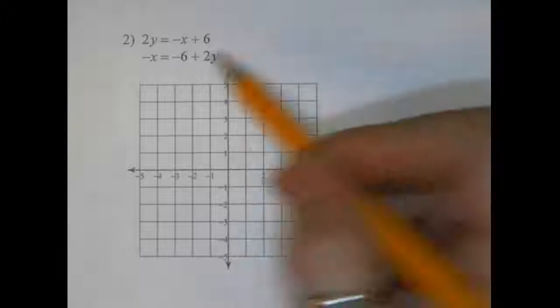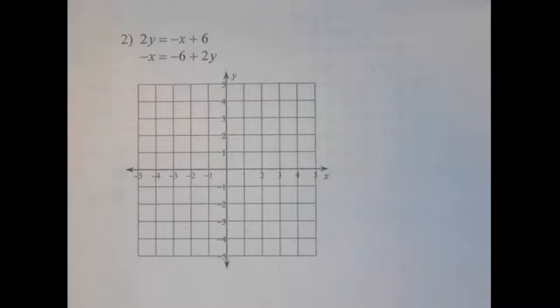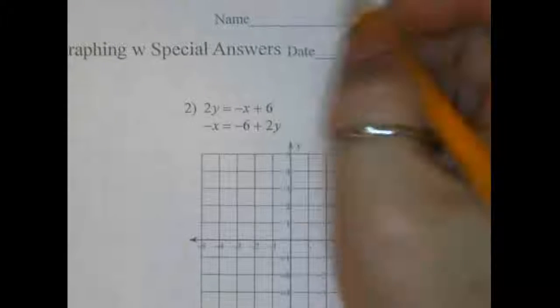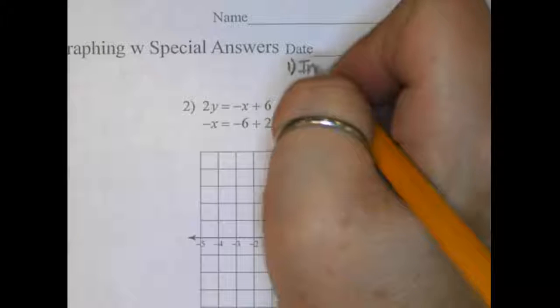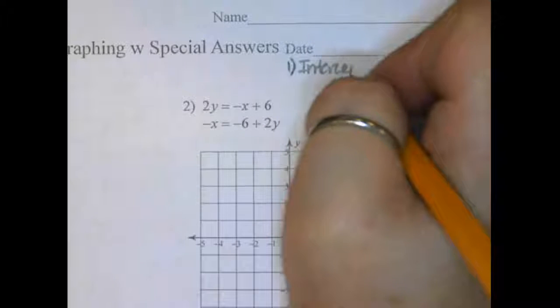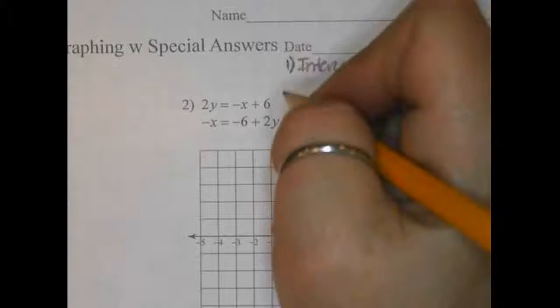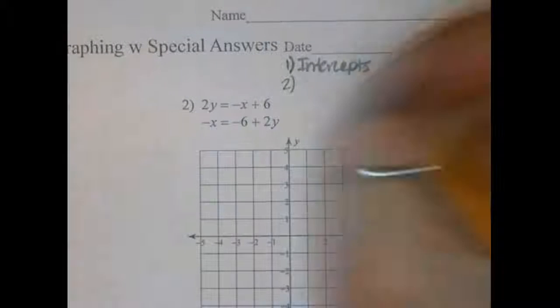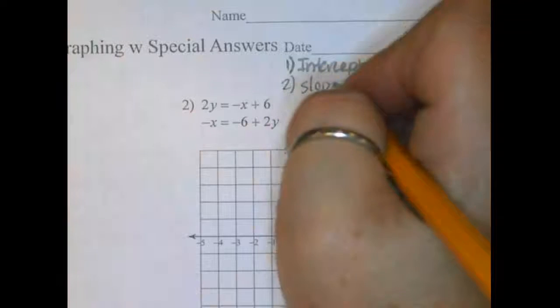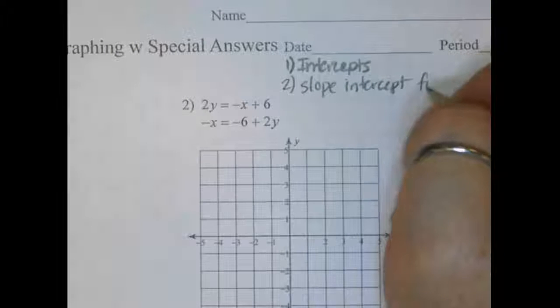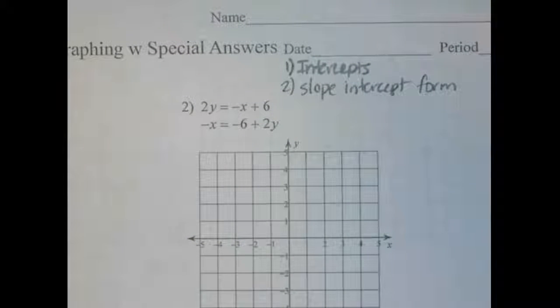But if I'm looking at it, it's not in a format that's going to make it easy for me to graph it. So I have different ways to be able to graph my line, right? One way to graph is I can use intercepts. All right, so I split it up. Another way I can graph my line is by putting it into slope-intercept form. A third way is to use T-charts.